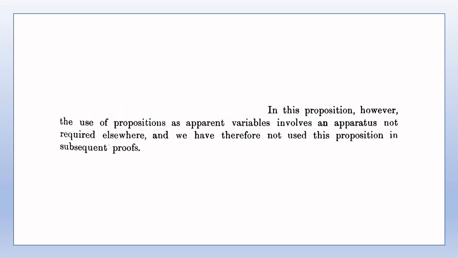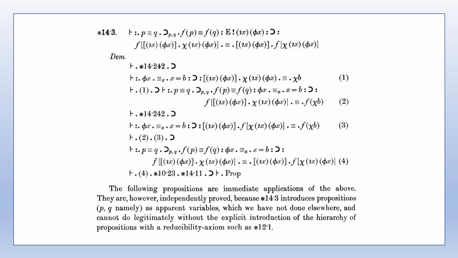However, Whitehead and Russell say regarding this proposition, "In this proposition, 14.3, the use of propositions as apparent variables involves an apparatus not required elsewhere, and we have therefore not used this proposition in subsequent proofs." And following the demonstration of this proposition, we see the following propositions, following 14.3, are immediate applications of the above, 14.3. They are, however, independently proved because 14.3 introduces propositions, P and Q namely, as apparent variables, which we have not done elsewhere, and cannot do legitimately without the explicit introduction of the hierarchy of propositions with a reducibility axiom such as 12.1.